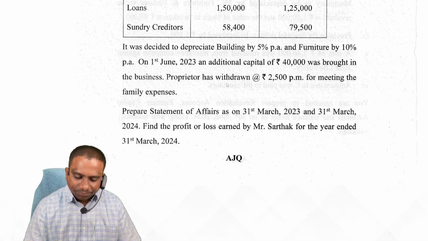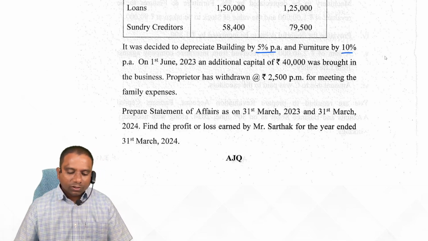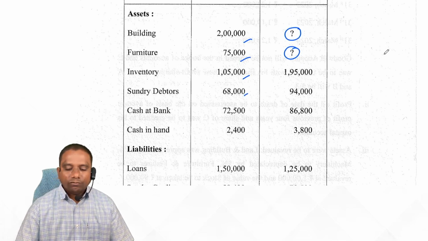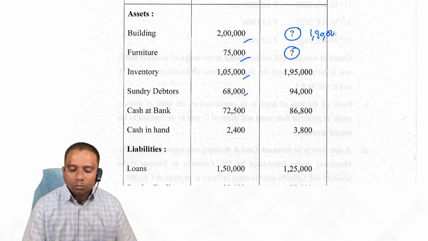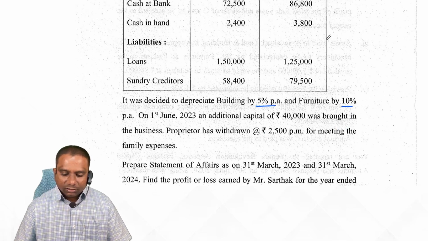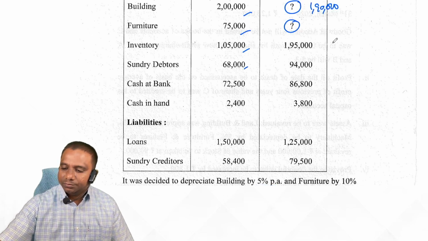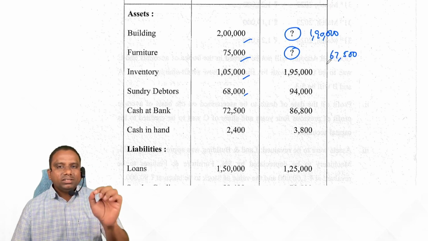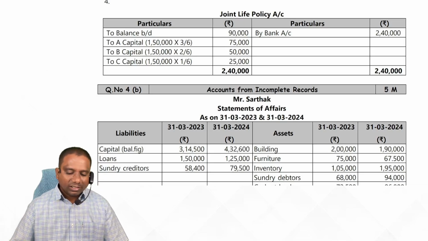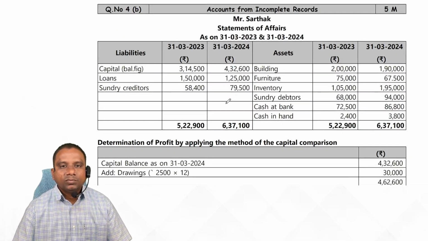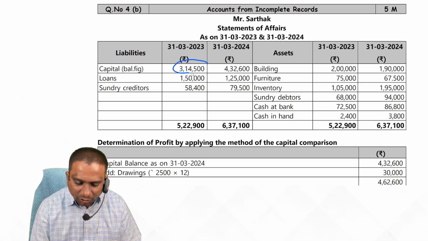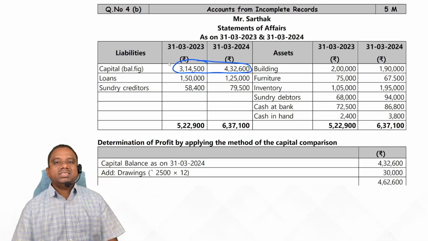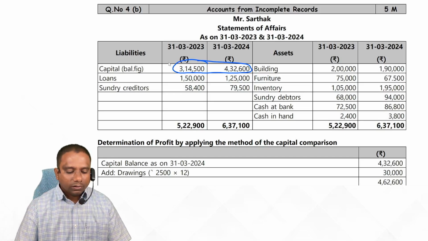depreciation rates. They have given depreciation. Building 5%, furniture 10%. So building 2 lakhs minus 5%, it comes to 1,90,000. Furniture 75,000 minus 10%, it comes 67,500. Now with these balances, you just first prepare statement of affairs here like this. So you get 3,14,500 and 4,32,600 as capital balances.